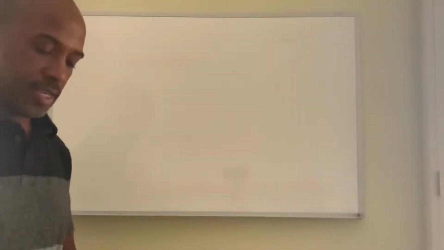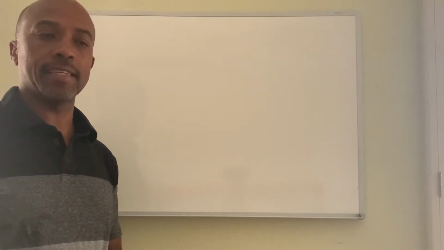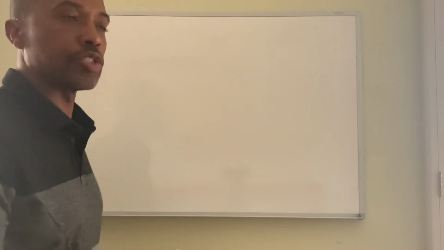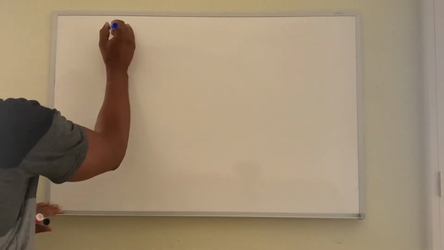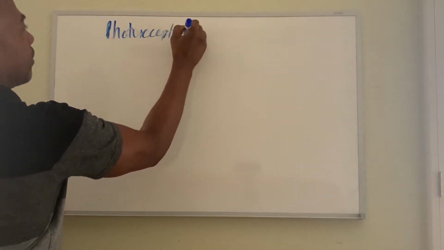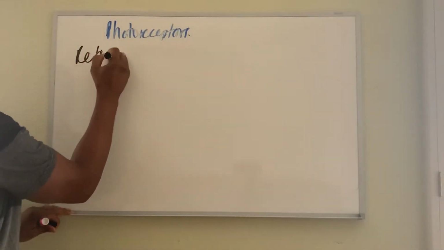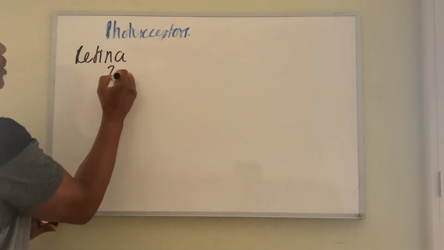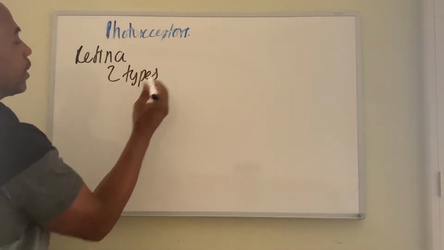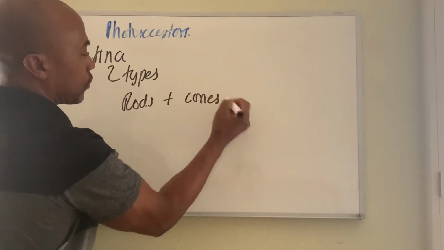Okay, let's talk about vision. So vision is our response to light, and we detect light by the presence of receptors called photoreceptors. The photoreceptors that we have are found in our retina, okay? And there are two types there. You have your rods and your cones.